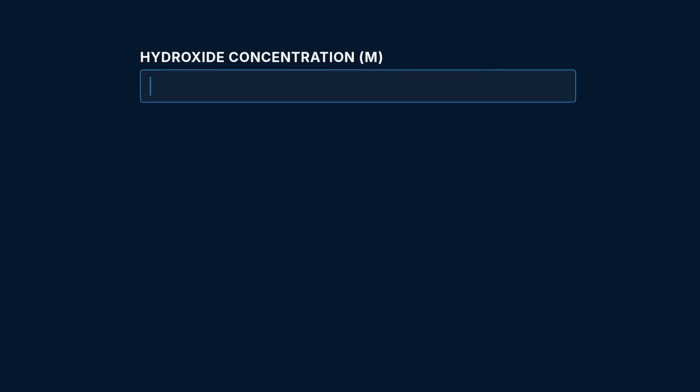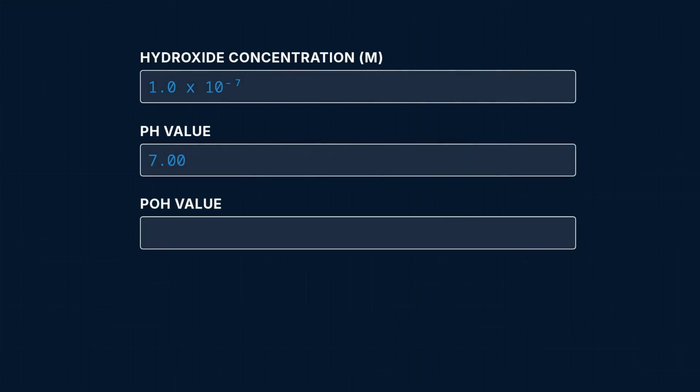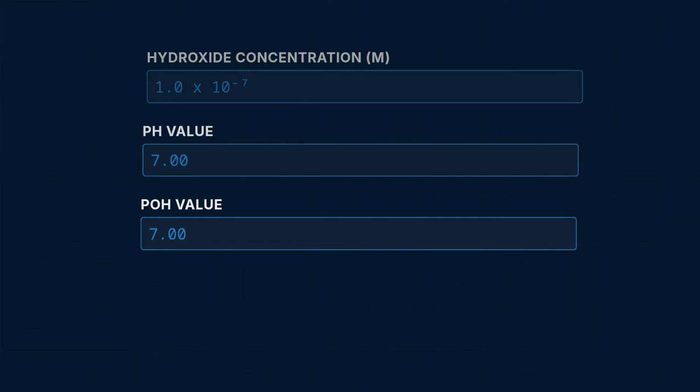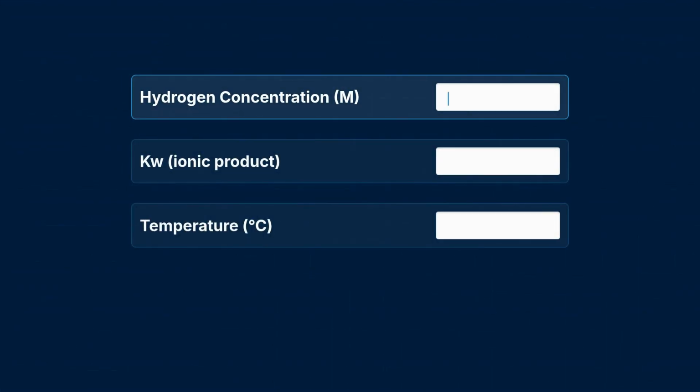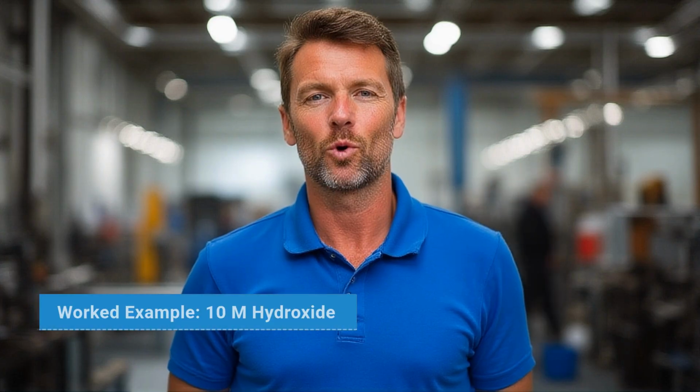The input fields include hydroxide concentration in molar, pH value, pOH value, hydrogen concentration in molar, Kw ionic product with a default of 1E-14, and temperature in Celsius defaulting to 25. Let me show you a worked example.